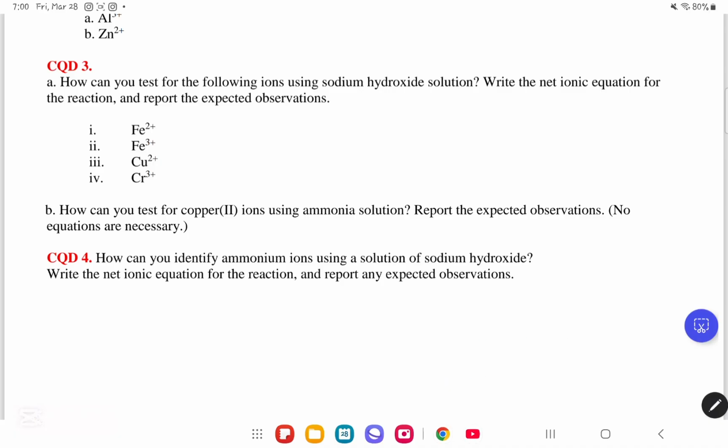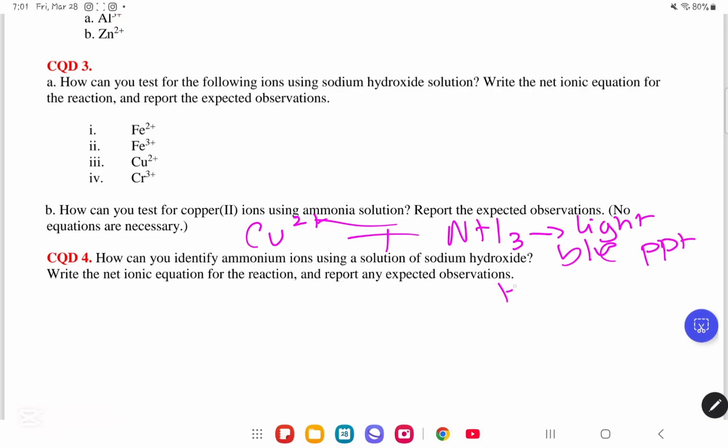In part B, they said, how can you test for copper ions using ammonia solution and report the expected observation? No equations are necessary. If you use the copper ions, which is Cu2+, and you use the ammonia solution, NH3, it will form a light blue precipitate that is soluble in excess, forming a darker solution.